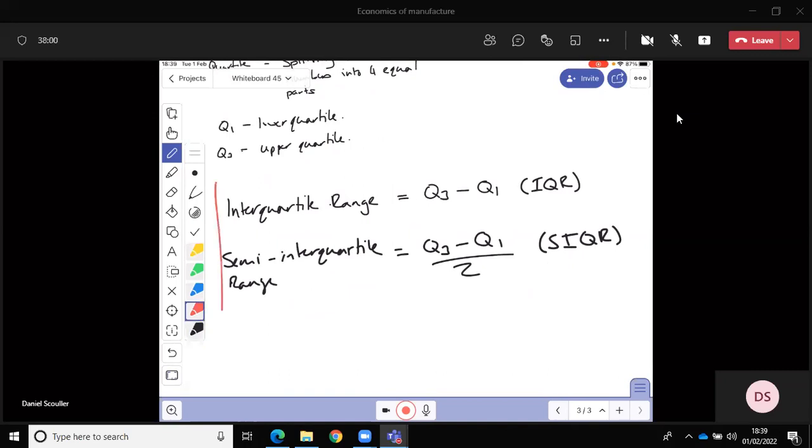These you do not get in the exam paper. Okay, so you're expected to know that. So Q3 minus Q1 is the interquartile range. Semi-interquartile range is Q3 minus Q1 over 2. Okay, so you're expected to know that. Hopefully, by the time we're hitting prelim or hitting the exam, we've done enough examples that it sort of just rolls off the tongue.